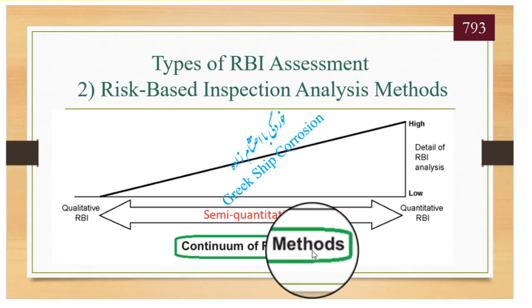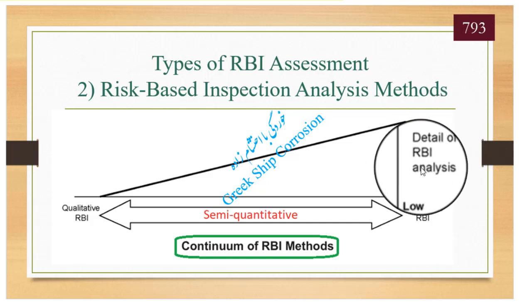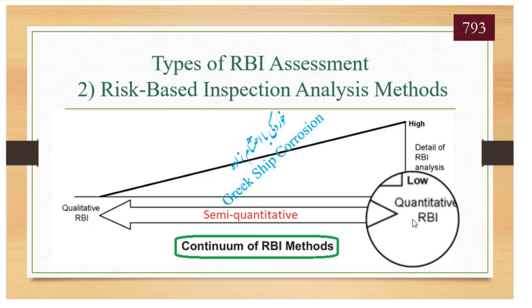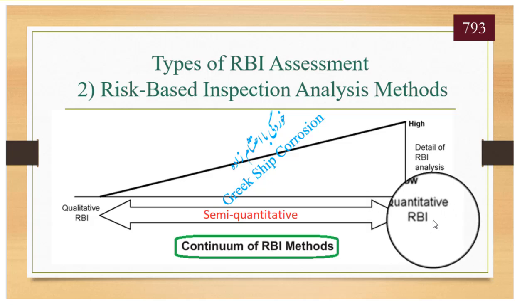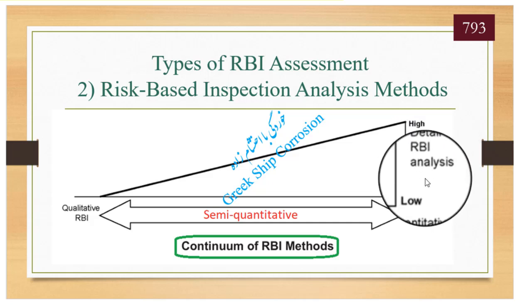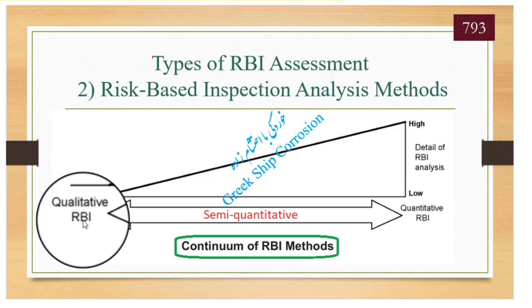Continuum of RBI methods is shown in this figure. Detail of RBI analysis is high when quantitative RBI is selected, and detail of RBI analysis is low when qualitative RBI is selected.